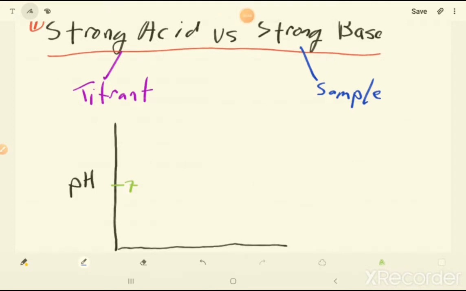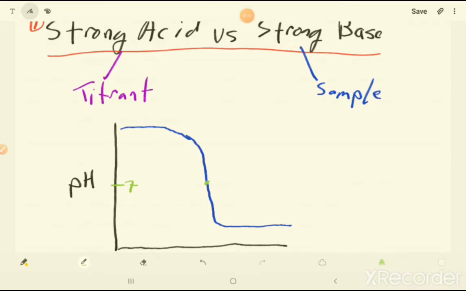Now, this pH diagram is going to represent the pH changes that the sample goes through, not the titrant. If the sample is a strong base, it's going to start at a pH that is far greater than 7, so a high pH. As the strong acid titrant is added to it, it eventually goes down very sharply at one point and then becomes an acidic solution towards the end.